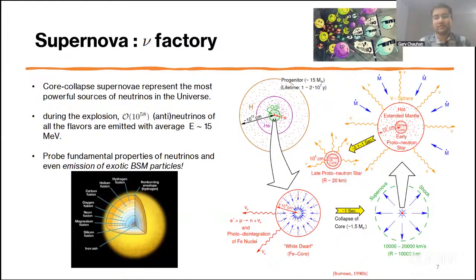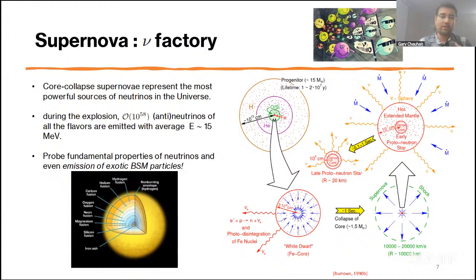So coming back to the astrophysical means, which is supernovae, they represent one of the most powerful sources of neutrinos in the universe. Of order 10^58 neutrinos plus antineutrinos are released, which is almost Avogadro's number squared, an insane amount of particles being emitted with an average energy of around 15 MeV per particle. So it's also a lot of energy being released, and the time scale they're released in is within a few tens of seconds.